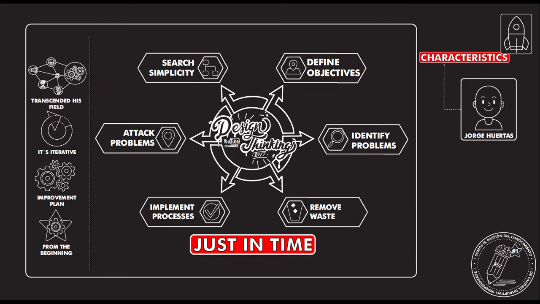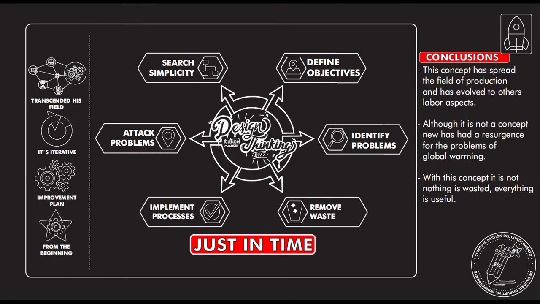The idea is that we don't have too much stock. To have stock means that you need to have too much money. So if we can just have enough of what we need, it will be better for the company, for the process, and of course for the production. If we keep in mind that these are the six elements that we want to keep, we can have very, very good results. As a conclusion, we can say that this concept has expanded beyond the field of production and has evolved to other labor aspects, because the idea here is to be as productive as we can. So that is something very, very important.